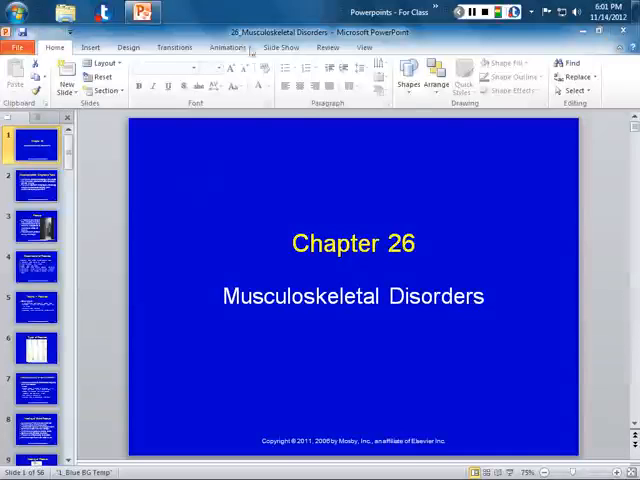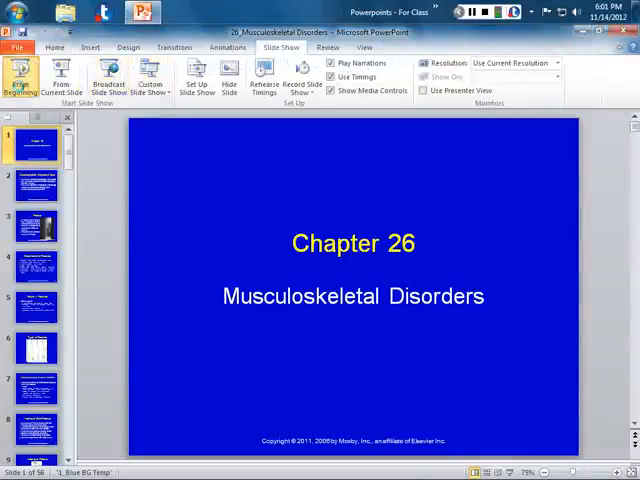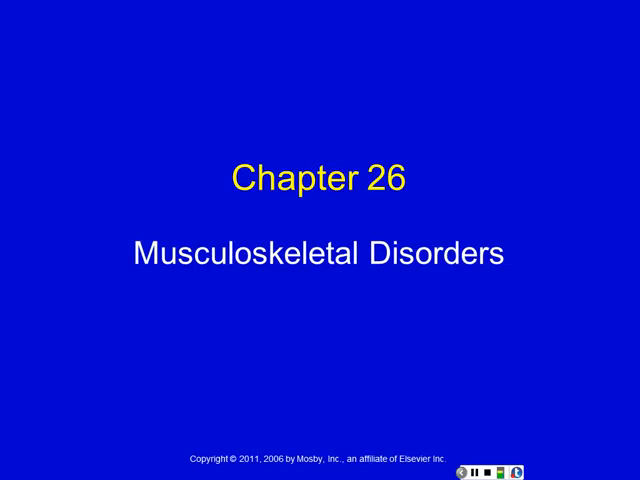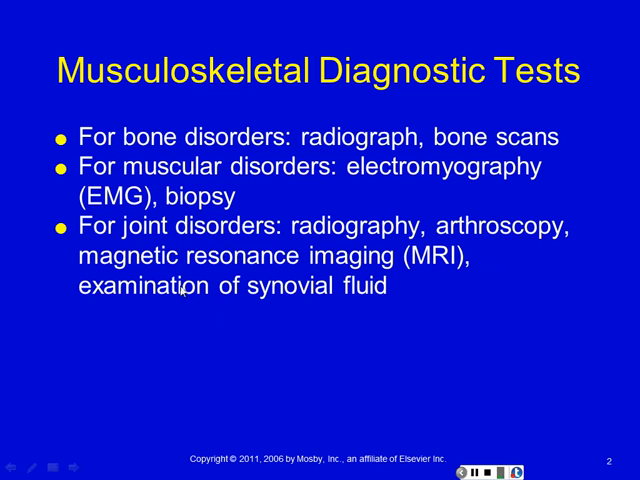Today's topic is musculoskeletal disorders. So we're going to talk a fair bit about fractures and different kinds of fractures, some other bone diseases, and then we'll touch just a little bit on some of the muscle diseases.